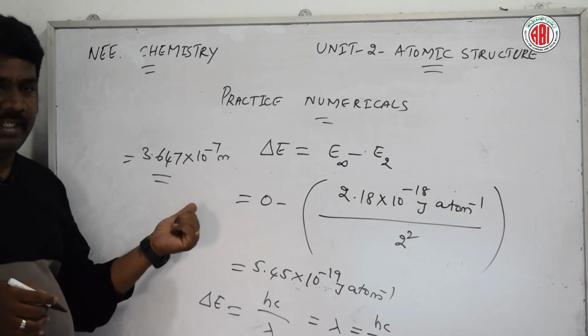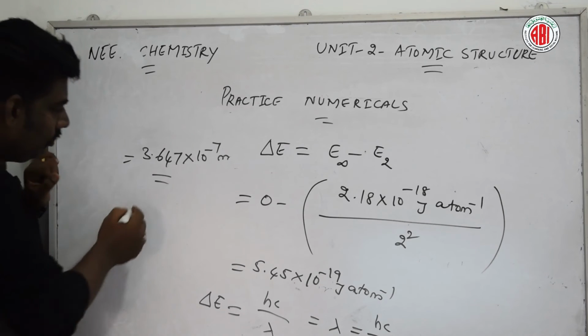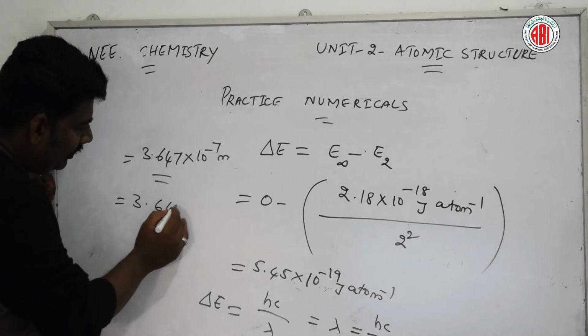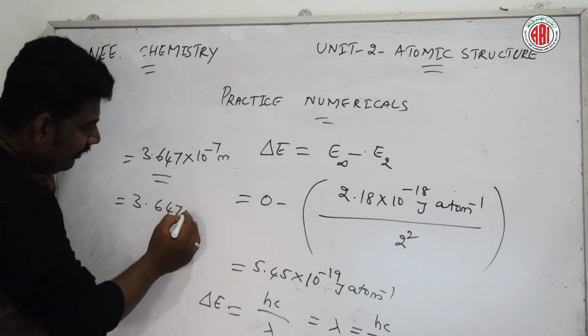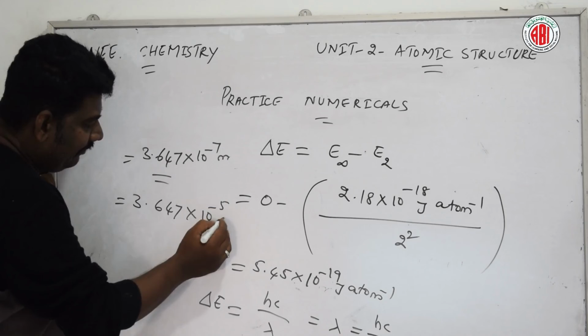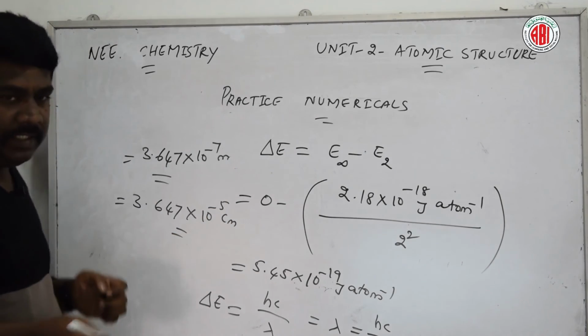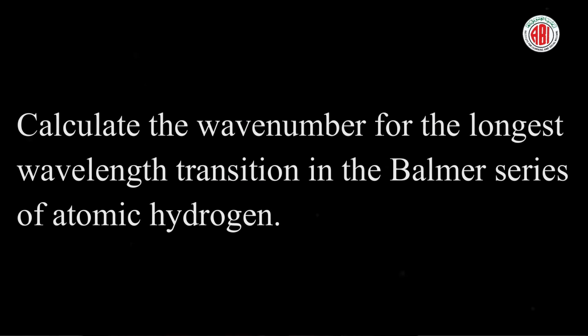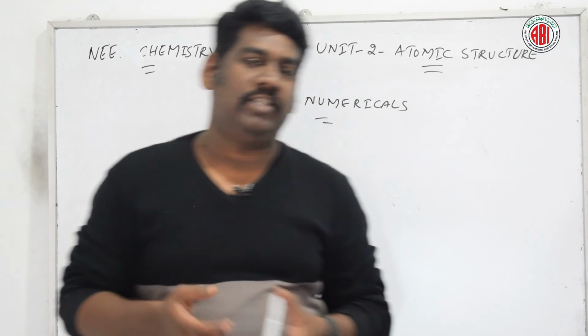This we should convert into centimeter. So that is nothing but 3.647, moving 2 digits, that is 10 to the power of minus 5 centimeter. So in this way we can solve this problem. Let us go for the next question. Calculate the wave number for the longest wavelength transition in the Balmer series of atomic hydrogen. Let us see how to solve this problem.